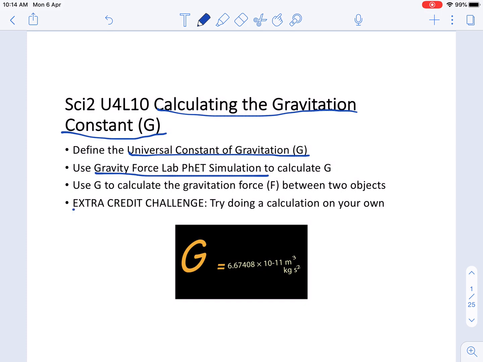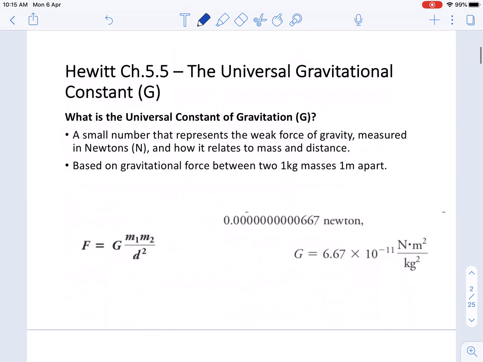And if you feel up to it, as an optional extra credit challenge, you can try doing one of these math problems on your own. Again, this is more at the honors level in terms of the math, but you're welcome to give it a try if you want, but I won't require you to do it.